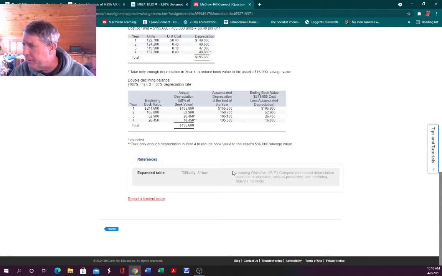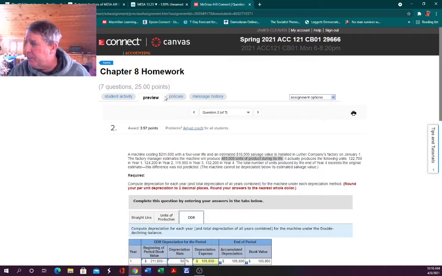Here's double declining. And notice that these numbers are rounded. 26,450 was rounded, and the 10,450 in year 4 was take only enough depreciation in year 4 to reduce book value to the $16,000 salvage value. So I hope that clears it up.